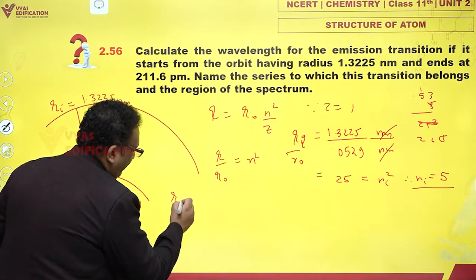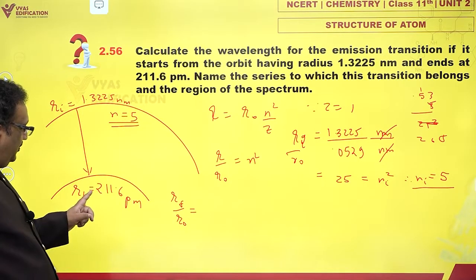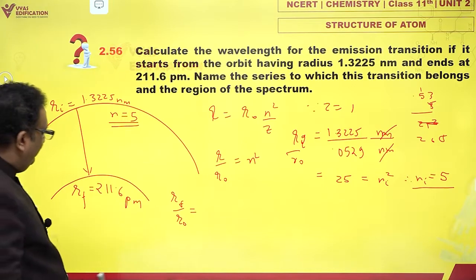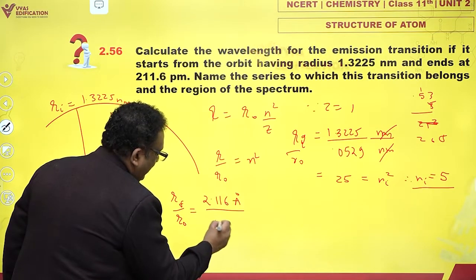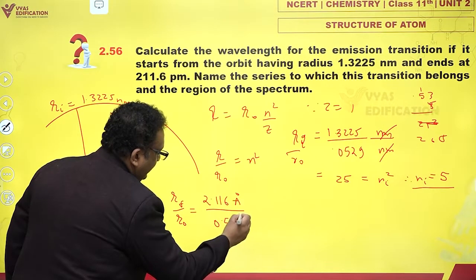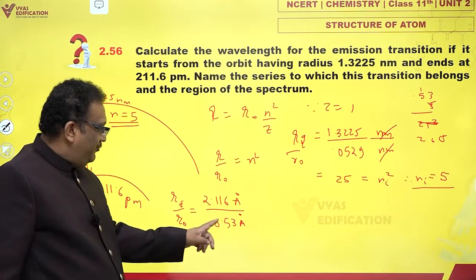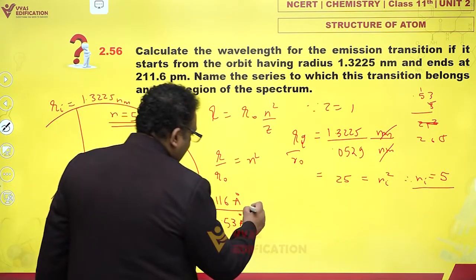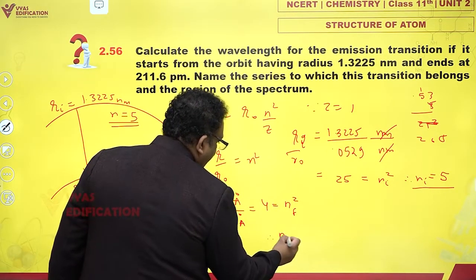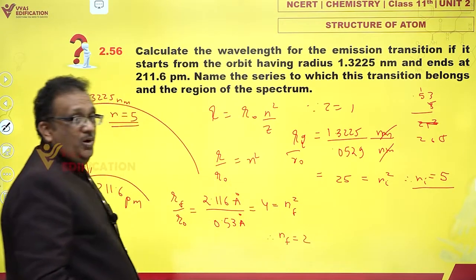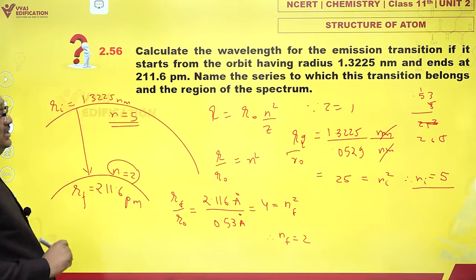Similarly, R final by R naught. And how much is that? It's so many picometers, 2.116 angstrom units divided by 0.53 angstrom units, which is R naught. Now what I see is 5 4s are 20. This looks like 4, which is n final square. Therefore, n final looks like 2. So from the fifth shell, the electron is actually falling to the second shell.